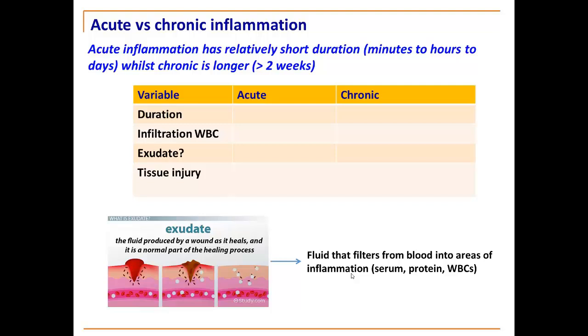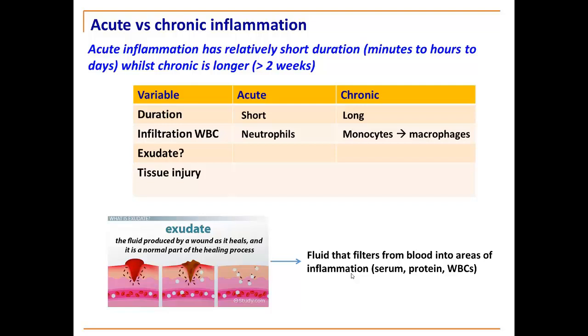And thinking back to the table again, tissue injury, how bad is it? Or potentially, how bad is it? So duration, acute is short, chronic is long, nice and easy. What's the type of white blood cell that comes in? Acute is neutrophils primarily. They're the most abundant white blood cell, and they're recruited to the site of injury within minutes following a trauma, and they're a hallmark of acute inflammation.